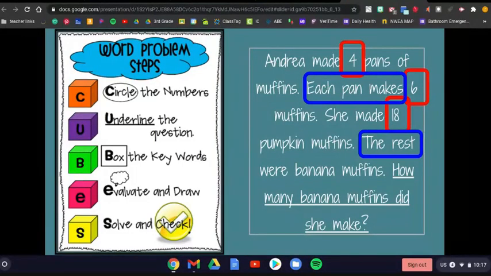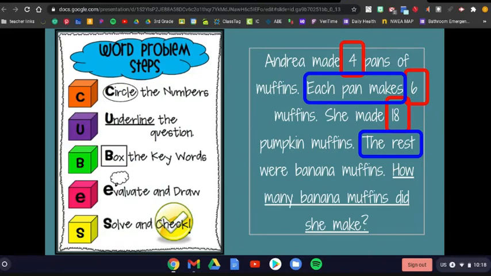So the first thing in the cubes using this strategy is to circle the numbers, and we do that when we are working together here at school. So I circled the 4, the 6, and the 18 because those are the numbers that I can see quickly. She made 4 pans and 6 muffins in each pan, and we know that she made 18 pumpkin muffins, and we want to know how many banana muffins there are. The last sentence is underlined, because the question that we're going to solve is how many banana muffins did she make? Don't jump ahead and tell me 24. I'm going to show you why in a minute.